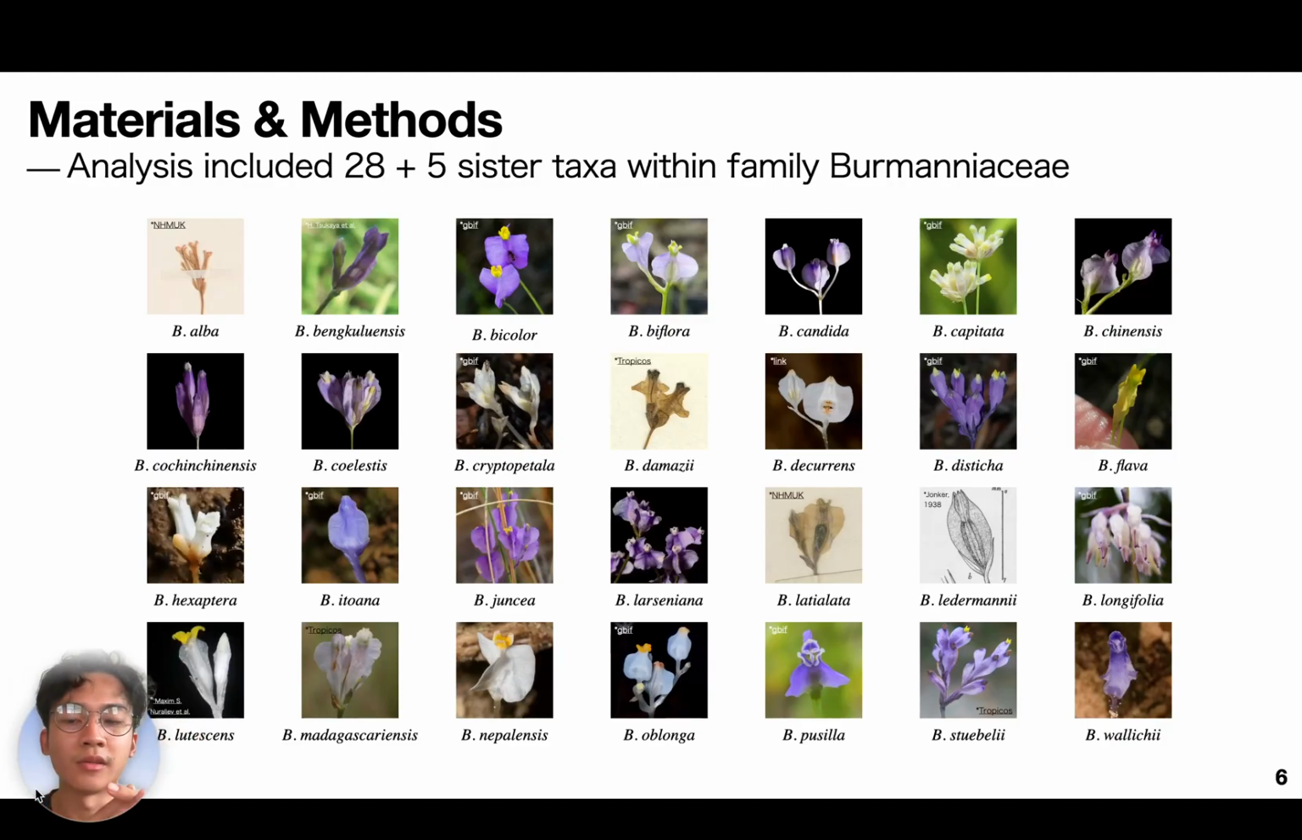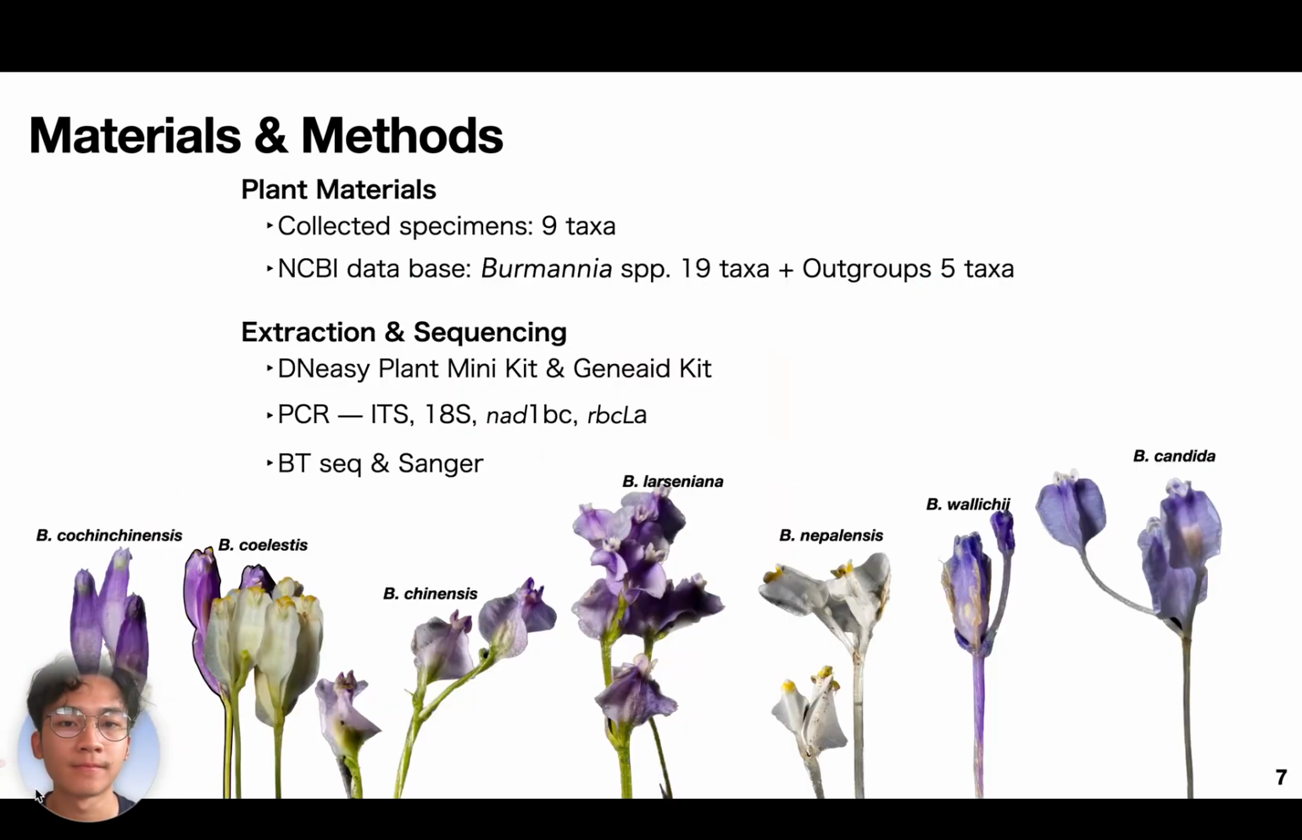In this research we sampled about 28 taxa from Burmannia and the Burmanniaceae family to do the phylogenetic reconstruction. How we study the evolution: we start with the plant material. In the picture here, 9 of them were collected in Thailand as fresh specimens and kept in the fridge. Some are in silica gel, but the rest are from GenBank and provided by the National Biodiversity Center also.